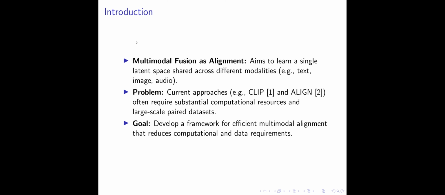We define multimodal fusion from the perspective of alignment, where the aim is to learn a single latent space that is shared across different modalities such as text, image, audio, and so on. But there is a huge barrier to train such models. Current approaches such as CLIP and ALIGN often require substantial computational resources and large-scale paired datasets. Our main goal in this paper is to develop a framework for efficient multimodal alignment that reduces computational resources and data requirements.